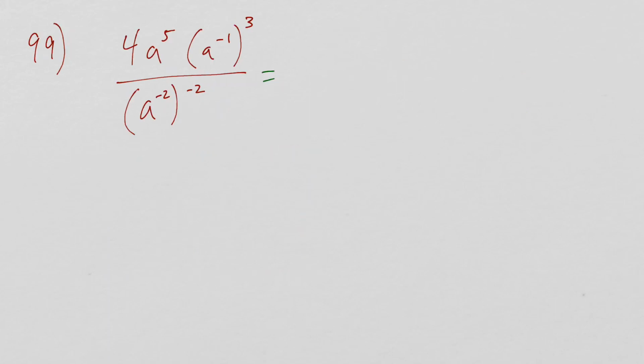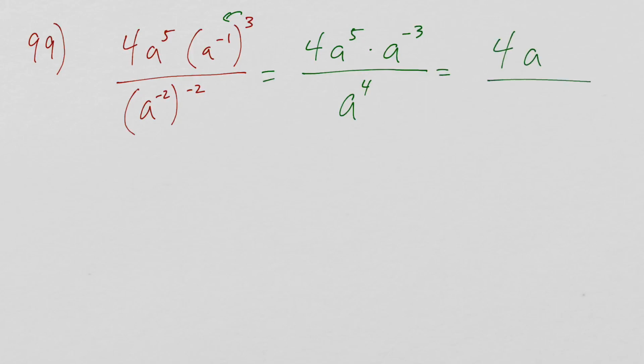Okay, let's get rid of this parentheses. So now we have 4a to the 5th times a to the negative 3. Down here, negative 2 times negative 2, we'll have a to the positive 4. So up on top, we have 4a to the 5 plus negative 3 is 2. On the bottom, we have a to the 4. And we can divide those a's, and we'll subtract the exponents. So we'll end up with 4 over a to the 2nd, because 4 minus 2 is 2.